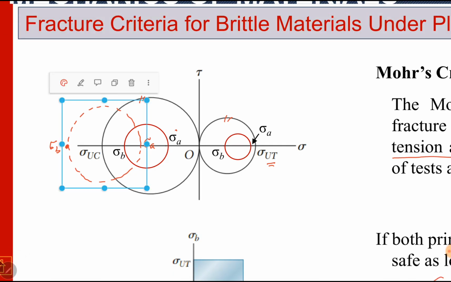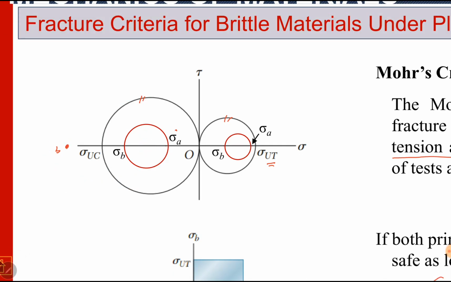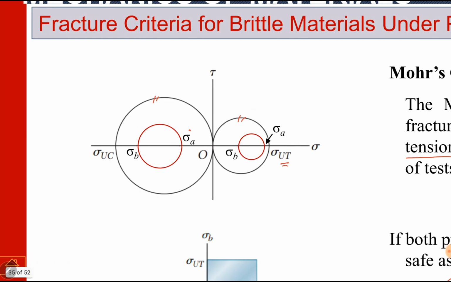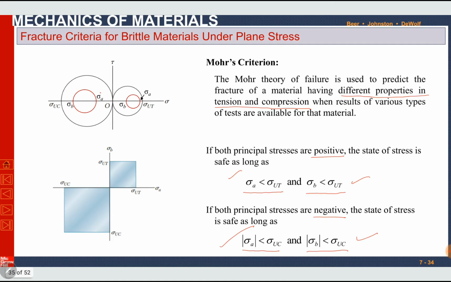If the circle is like this, if the circle is here, both sigma A and sigma B are greater than sigma uc, so the structure is not safe. Either one or both of them greater than sigma uc, the structure is not safe. Under tension, if it is out of this circle or if it is here like this, any one of the principal stresses is greater than sigma ultimate tension, so the structure is not safe. Okay, so we can mathematically use these expressions.